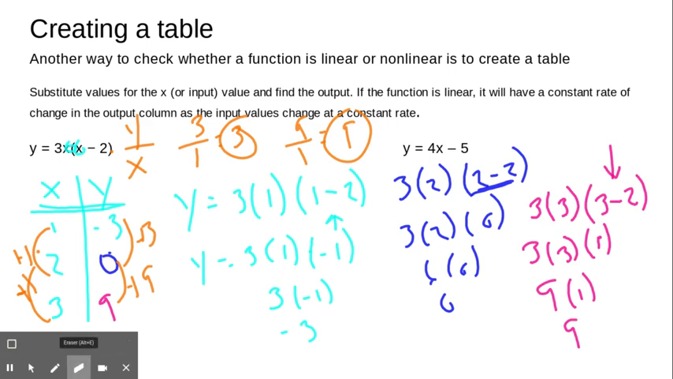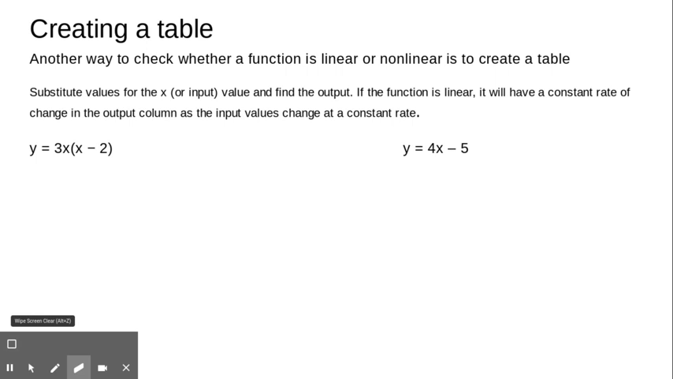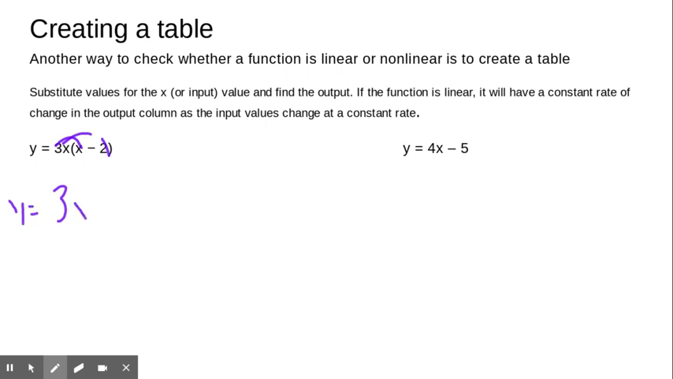Another way of looking at this, if you didn't want to make the table, is what we notice in the equation: I have 3x on the outside and x minus 2 on the inside. If I were to distribute this in, that would produce y equals 3x squared minus 6x. And because this has an exponent of 2, that is not a linear function.